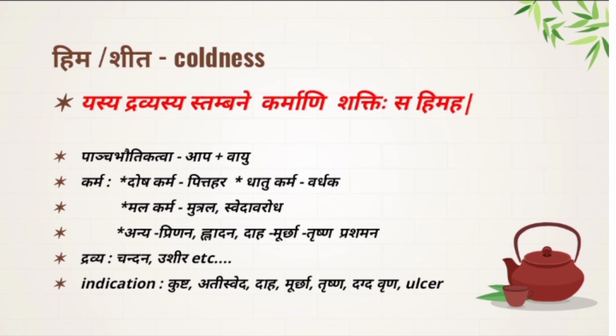Dosha karma is Pittahara, Dhatu karma is Dhatu Vardhaka, Mala karma is Mutrala, Svedavarodha, and other karmas if we consider: Prinana, Radhana, Daha, Murcha, Trishna, Prashamana. The dravyas are like Chandana, Ushira and so on.